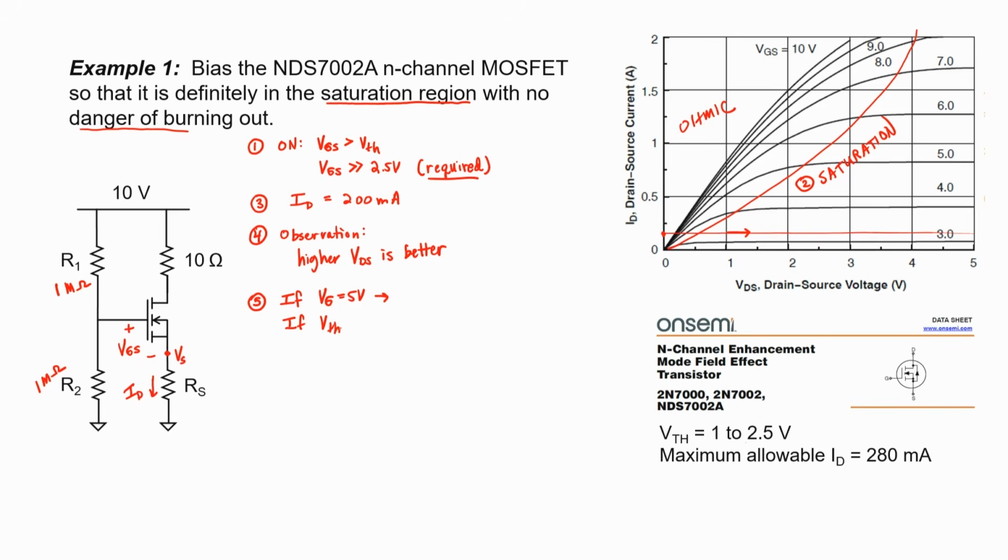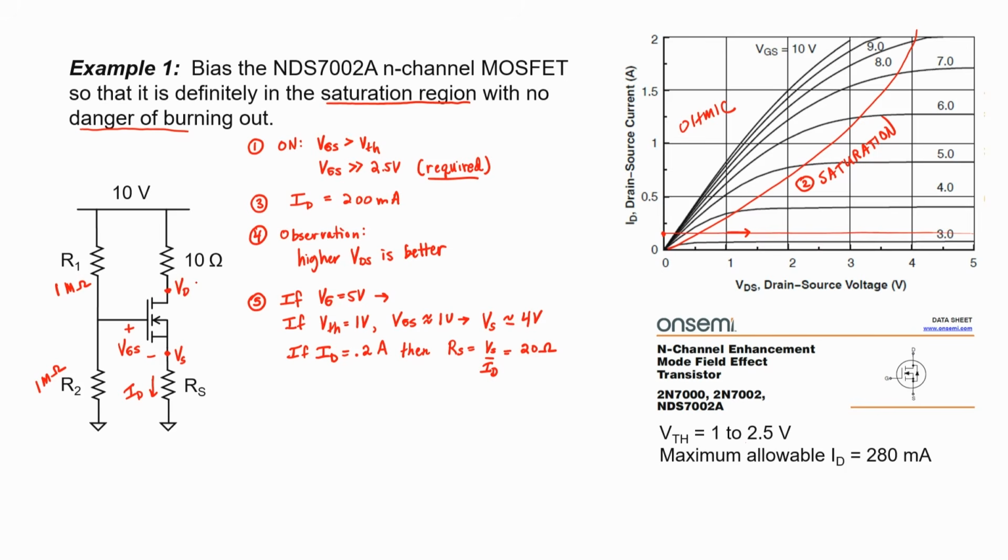If the threshold voltage is 1 volt, then our gate source voltage is going to be very nearly equal to threshold when the transistor is on. This makes our source voltage about 5 minus 1, or 4 volts. Let's again assume that our drain current is going to be 200 milliamps at that point. We can calculate our source resistor. It's going to be Vs over the drain current. In this case, that comes out to be 20 ohms.